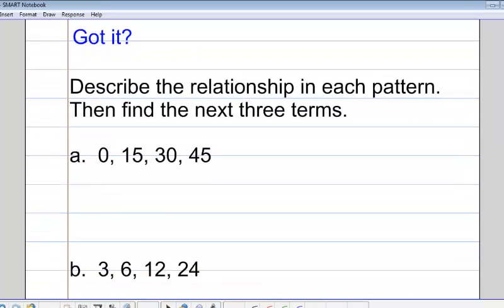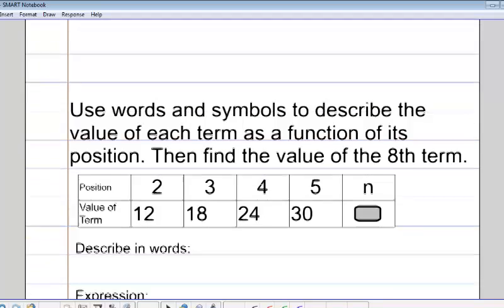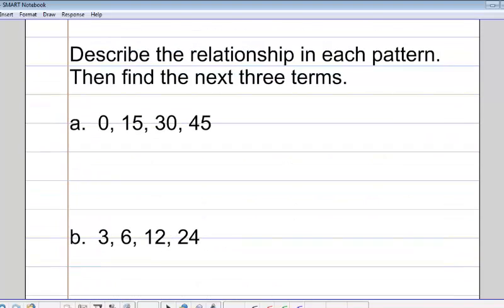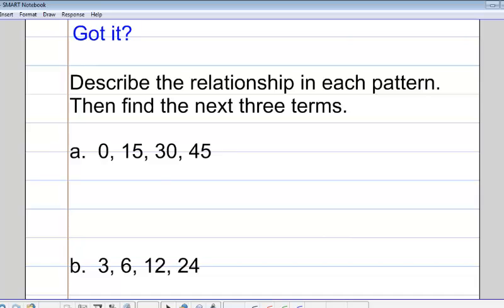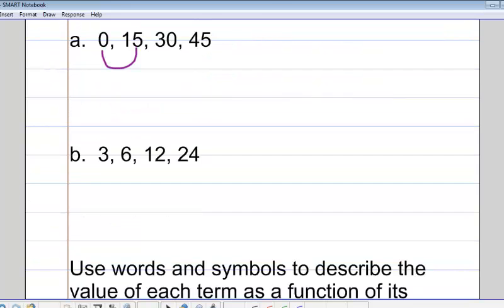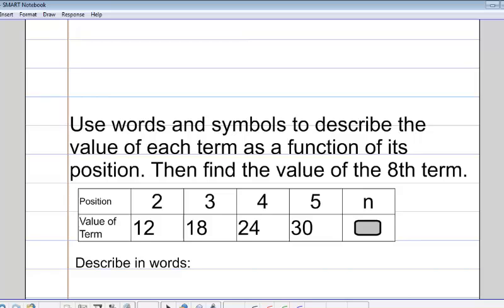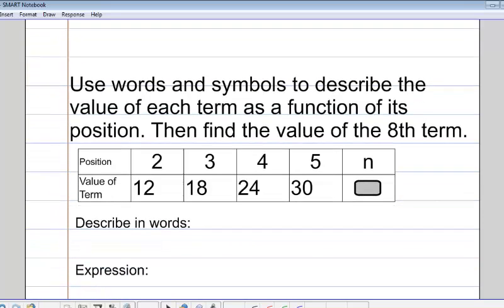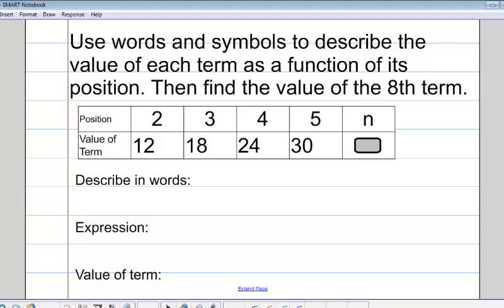I'm going to leave you with some got it problems. The first 2 deal with describing the relationship in each pattern. So telling me how you got from here to here, and then finding the next 3 terms for A and B. The last one I'm going to leave you with is completing the table. You're going to use words and symbols to describe the value of each term as a function of its position, then find the value of the 8th term.